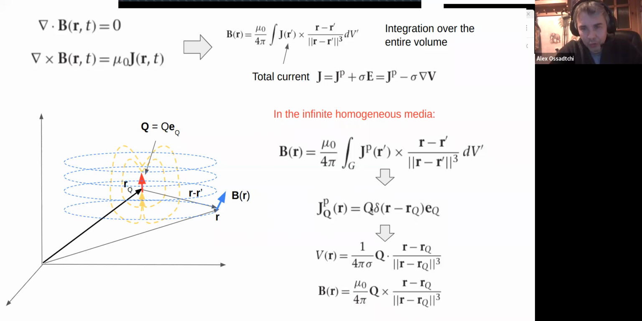In order to do this, you have to say that Q is the strength of your dipole, multiplied by the delta of R minus RQ, which makes this dipole exist at the point RQ in space.